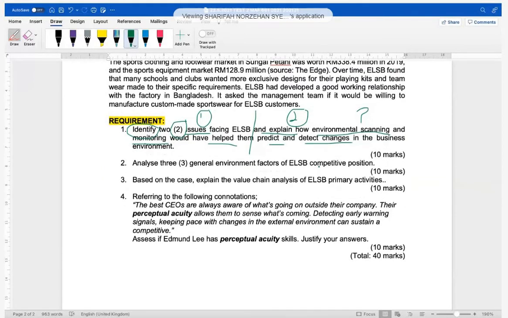Once you have understood the first question, look at the second one. I hope you understand what the terms are. The two verbs in question one are identify and explain. What does identify mean? What does explain mean?